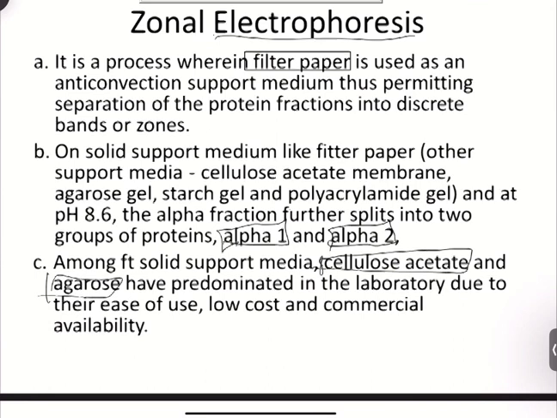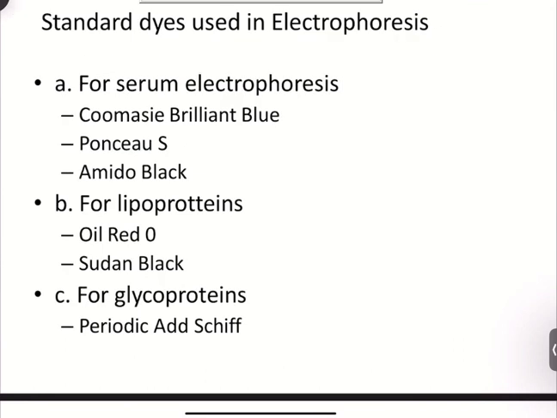Okay. Next, standardized dyes used in electrophoresis. For serum electrophoresis, you can use Coomassie Brilliant Blue, Ponceau S, and Amido Black. For lipoprotein, you will have your Oil Red O and Sudan Black. For glycoproteins, you have PAS or periodic acid Schiff. So those are your dyes.